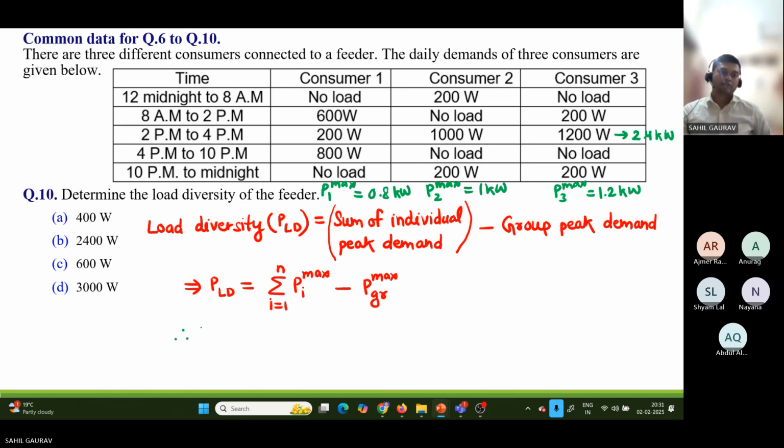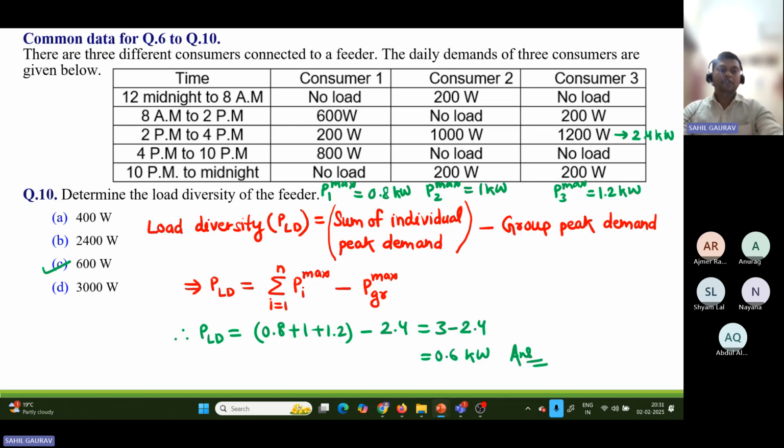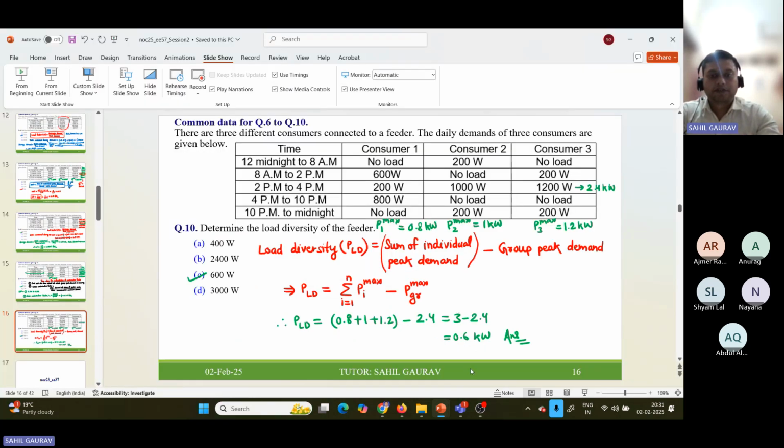So load diversity will be 0.8 plus 1 plus 1.2. The group maximum is 2.4. So 3 minus 2.4, that means 0.6 kilowatt is the answer. 0.6 kilowatt means 600 watt is the correct answer. C is the correct answer. Anyone got this answer?